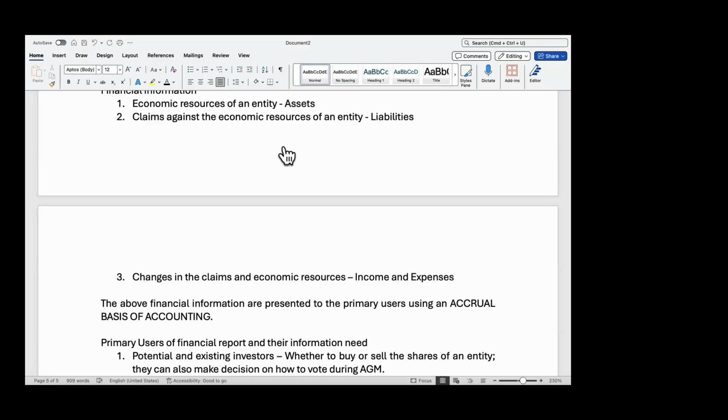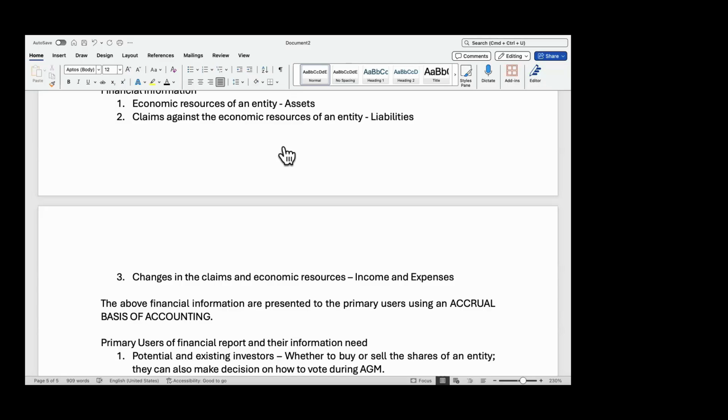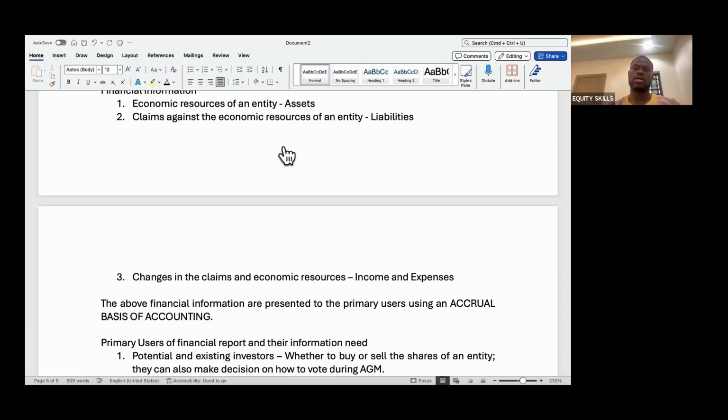Yes, Philip, please. Okay, I will say accrual basis of accounting is an accounting basis that record revenue when earned, whether received or not, and expenditure once incurred, whether payment has been made or not. Yeah, makes sense, Philip. That's more like it.